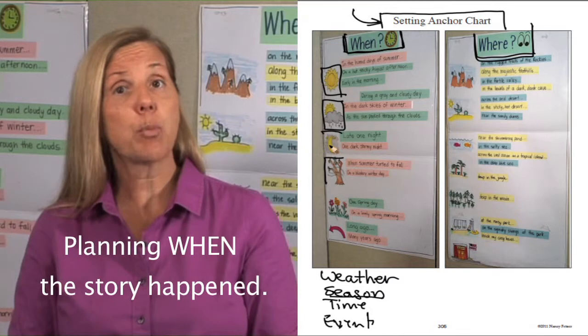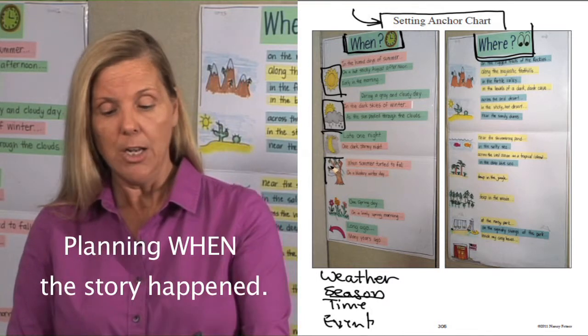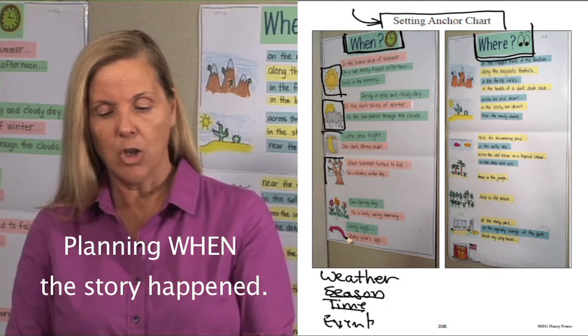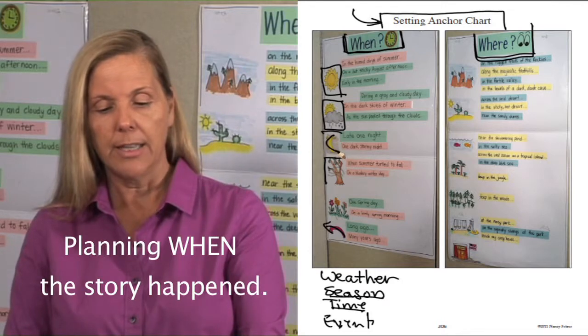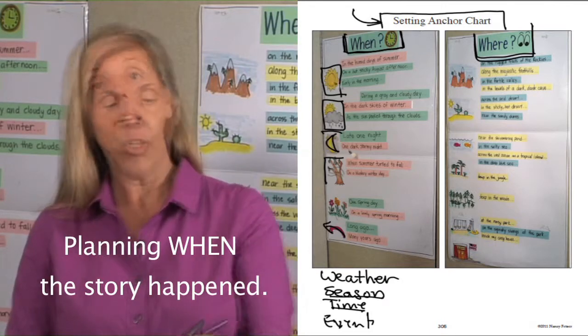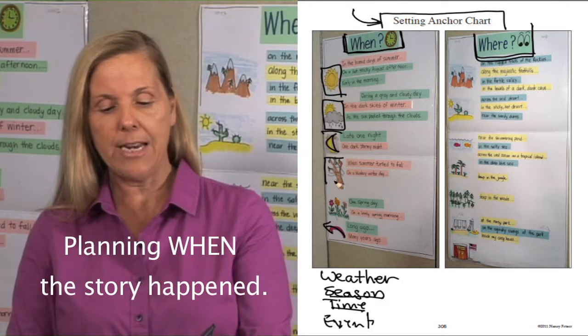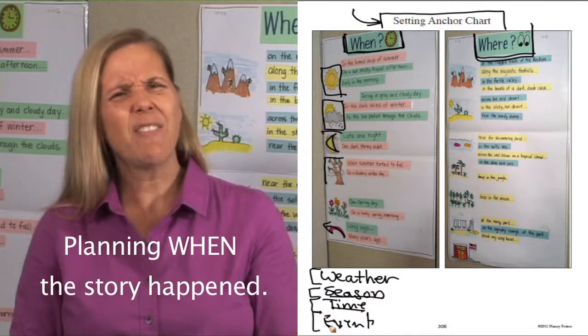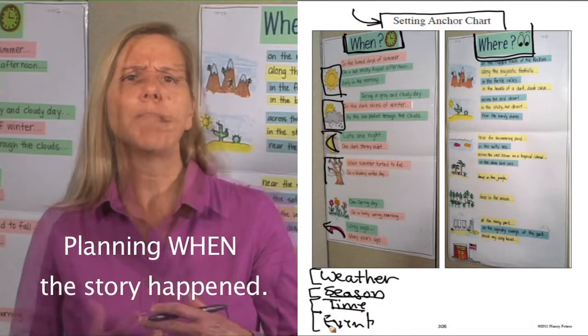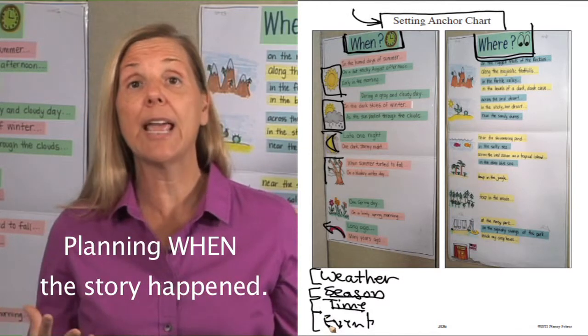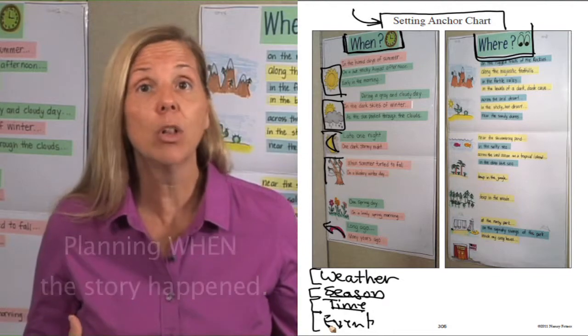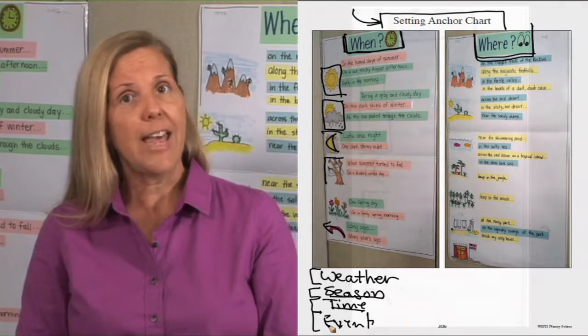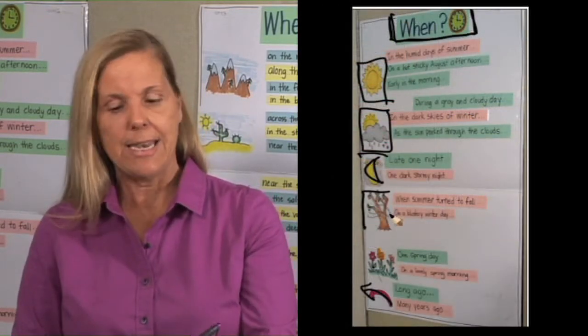We could have winter, spring, summer, fall. You could have a time: long ago, late at night, one day. You have all these different categories in pictures showing either weather, season, time. If it was an event, it would be something like on Michael's 9th birthday, on the last day of school. That could be an event. So we have our when.